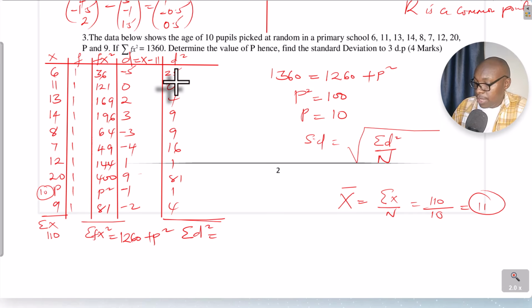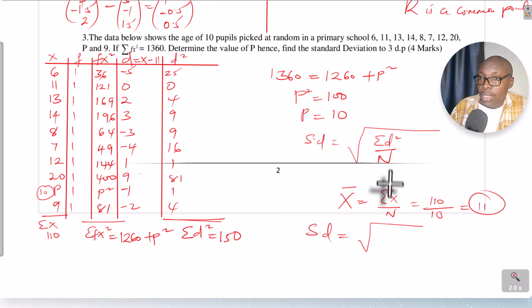So 25 plus 4 plus 9 plus 9 plus 16 plus 1 plus 81 plus 5. You need to be very careful. Accuracy is the key here for statistics. Once you add, remember you can find yourself correcting an error that would have cost you a lot of marks. So it is always good to confirm. So you get 150.